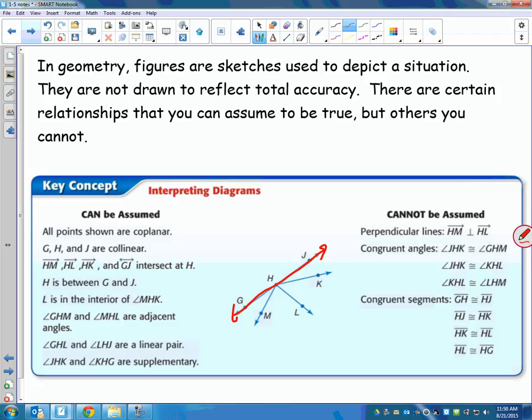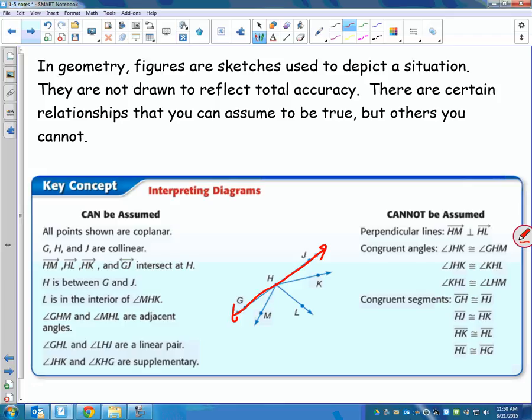You can never look at a picture and tell me that certain angles are congruent to each other. You can never tell me that certain angles add up to 90 degrees unless the picture tells you that, like with the little box, or unless they tell you in the directions, right? You cannot assume these things if it's not stated there. And so that's what I was emphasizing earlier in the week: don't trust the picture.